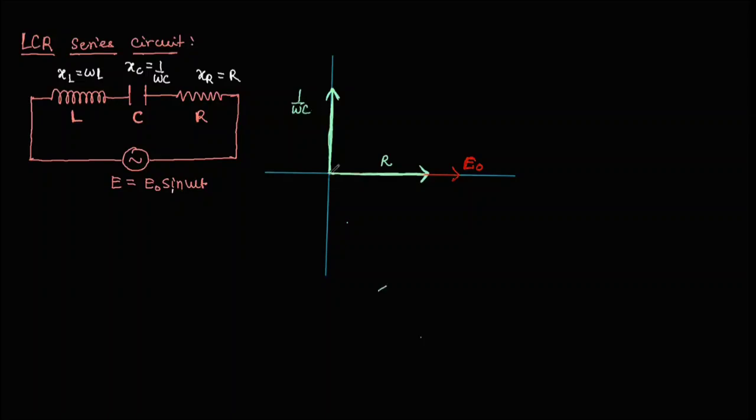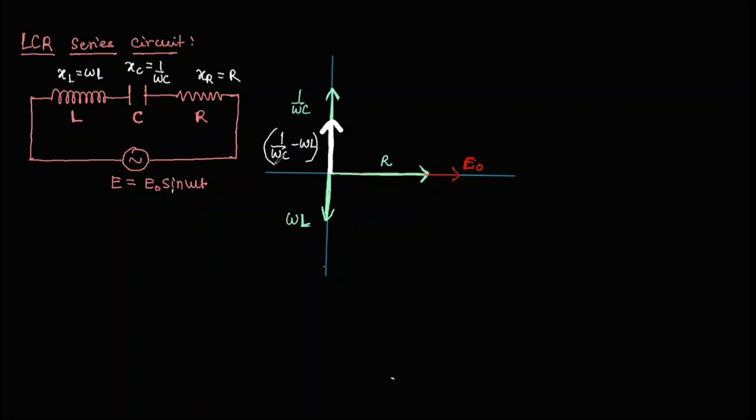For an inductive circuit, the voltage is going to lag behind by pi by 2, which we are writing as omega L. Now in the majority of circuits, 1 by omega C is greater than omega L. Hence I am drawing their resultant over here as a solid black dot, which we are writing as 1 by omega C minus omega L.